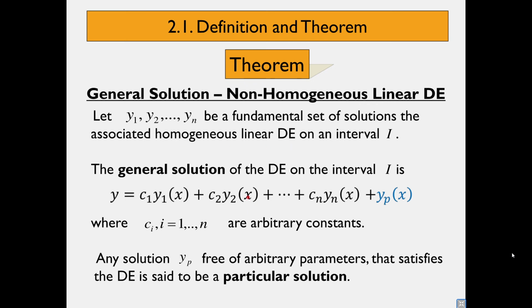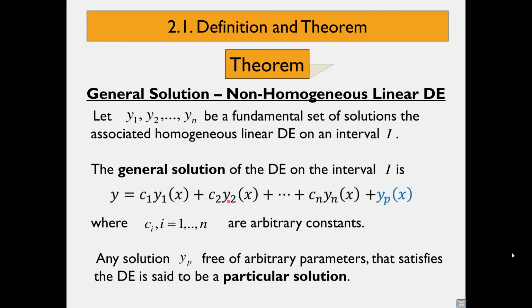There are two parts. One part is for the homogeneous differential equation solution. That is C1 y1, C2 y2, until Cn yn of x. And this one we call y subscript c. Write down, yeah? y subscript c stands for complementary solution. As you know, this is for the homogeneous part. That means you don't consider the g(x).